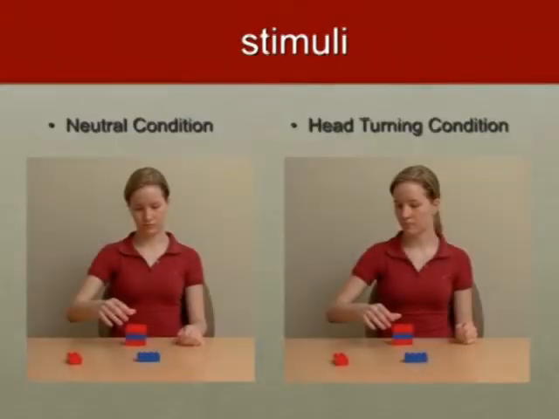Now, if you don't look at the face, the videos are identical. What happens is that in condition 2, the head turning condition, at the end, before the video stops, she will look at the block that discontinues the color pattern. Okay.